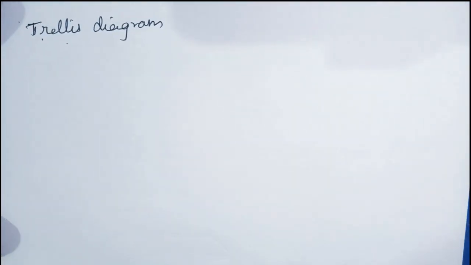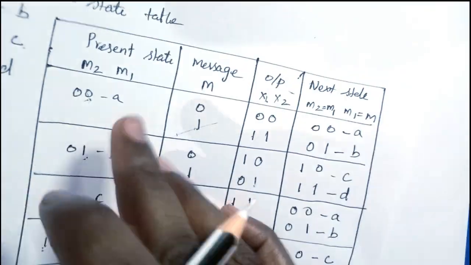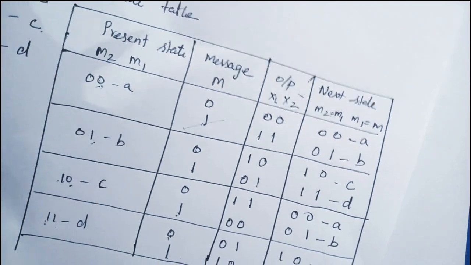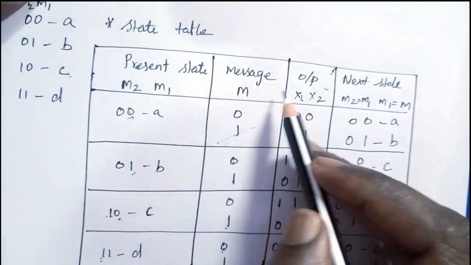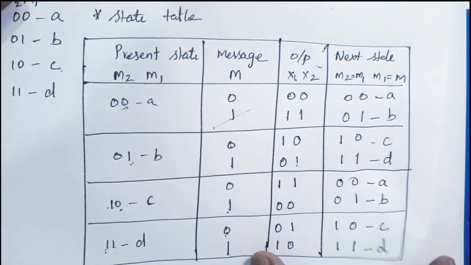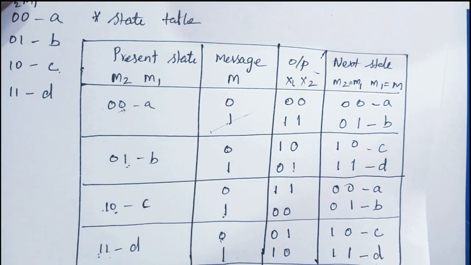Okay, so in the trellis diagram, what are the two states we have? Let's see this table. I told you this table is going to be a very important thing. We are going to have the present state and also the next state, right? This table is going to help us a lot.